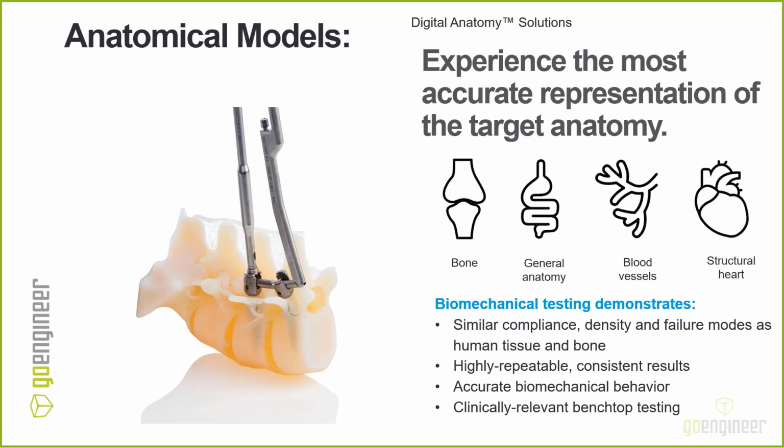Another application that's very common with PolyJet technologies is anatomical models. You're able to print parts that are capable of biomechanical testing, so you have similar compliance and density and failure modes as actual human tissue and bone, highly repeatable and consistent results, accurate biomechanical behavior, and clinically relevant benchtop testing. And another innovation in this space that is quite recent is the development of a radio-opaque PolyJet material that is available on digital anatomy printers. That's a pretty groundbreaking advancement.